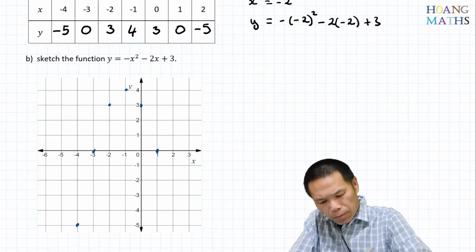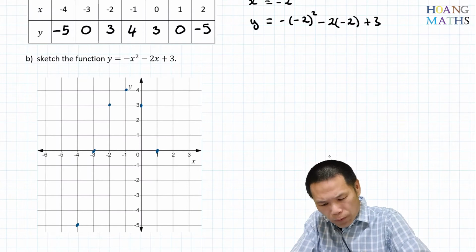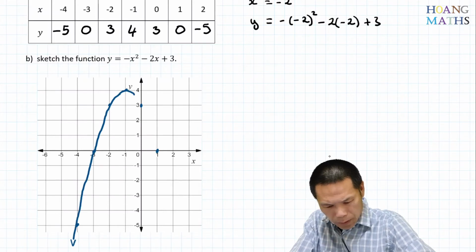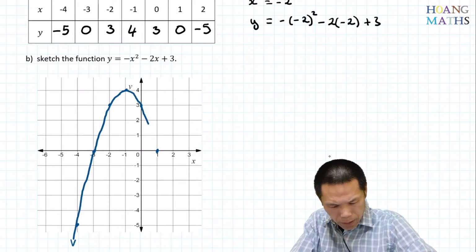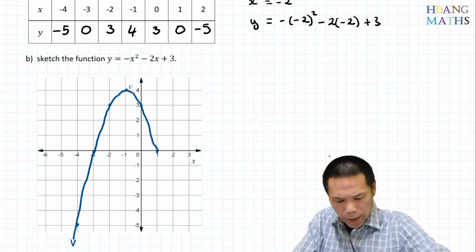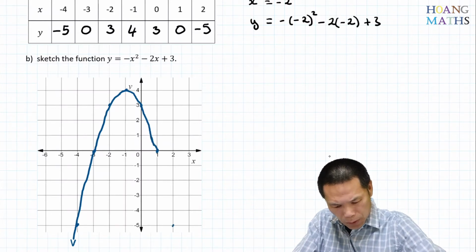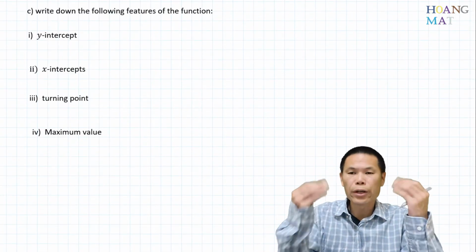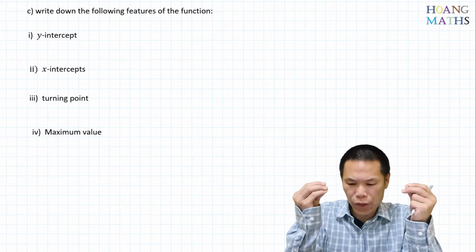I start from negative 1, 4. That is called the turning point here. And this one. And just look at the point, okay? So 2, negative 5 here, of course. So next one, now we need to write down all these features.